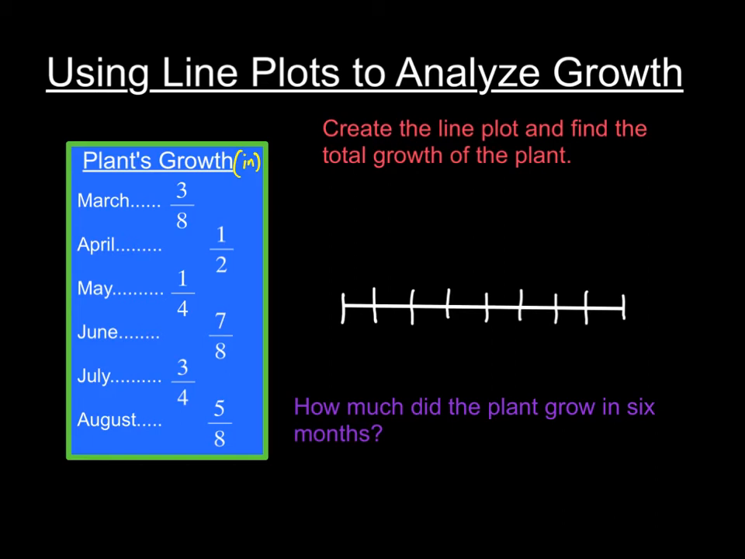Now the one piece that I will help you with is I will help you label your line plot, and then the rest is for you. I would like you to, on a piece of paper, draw this line plot with your X's, and you'll need to label as we're about to do now. And then I would also like you to find how much did the plant grow in the 6 months. So let's get back to labeling here.